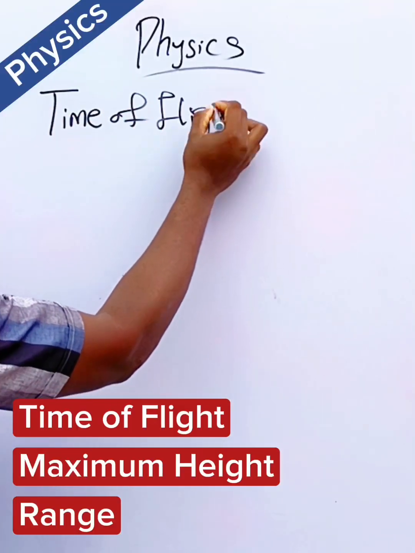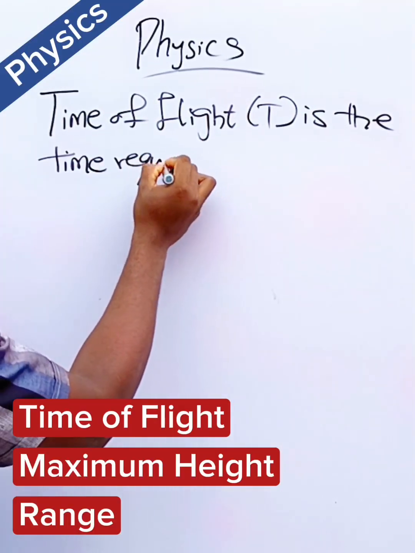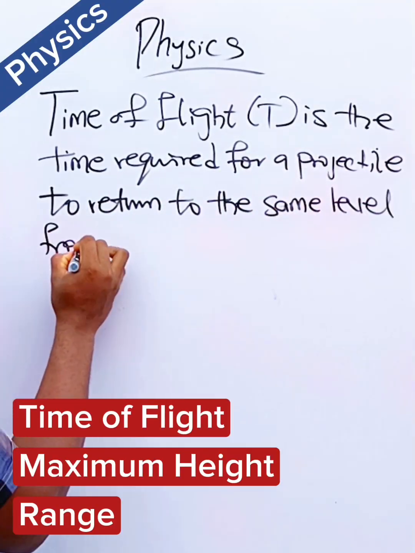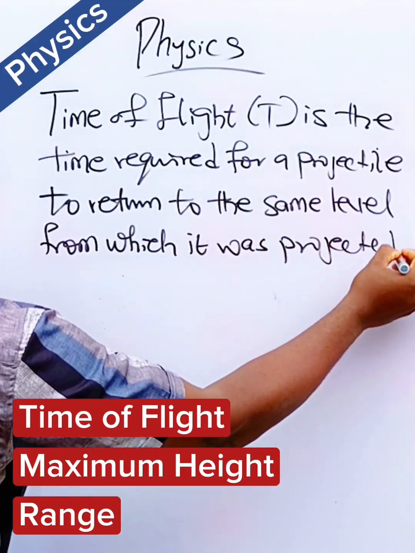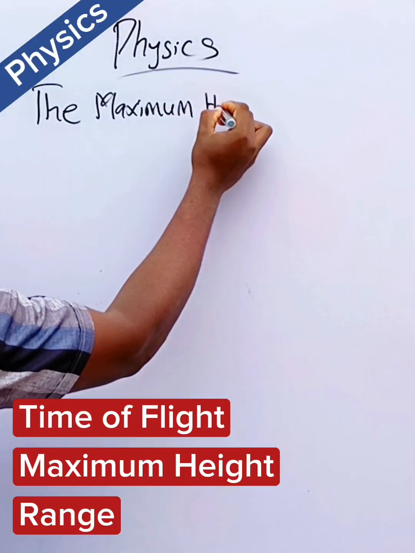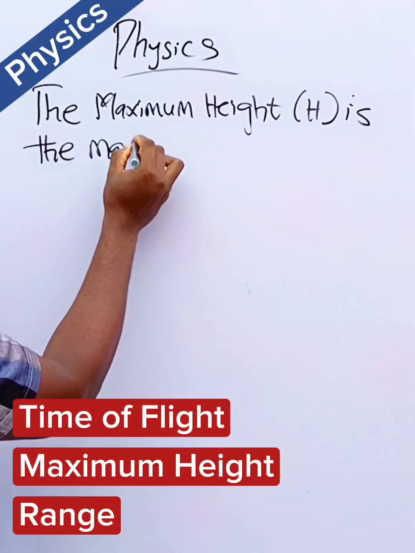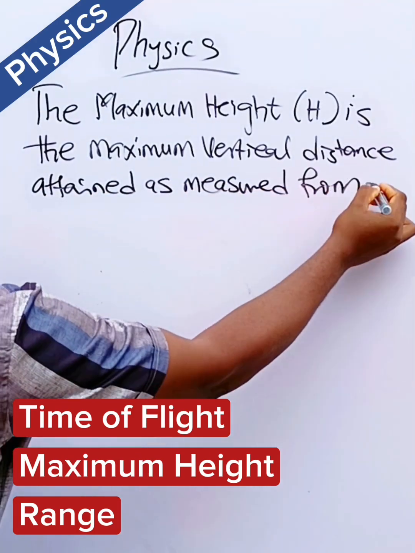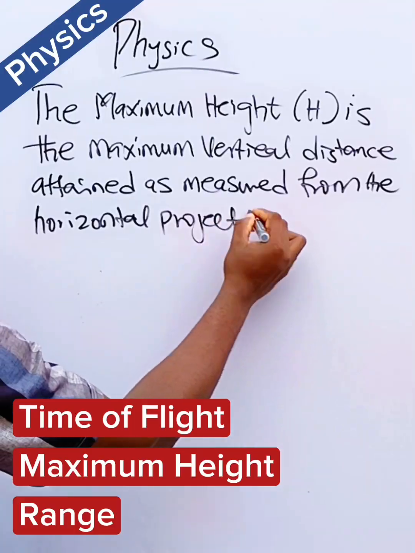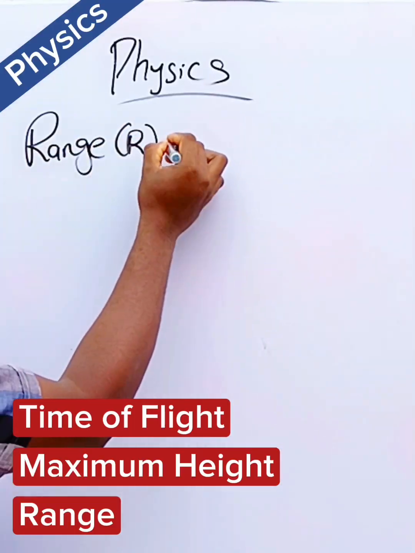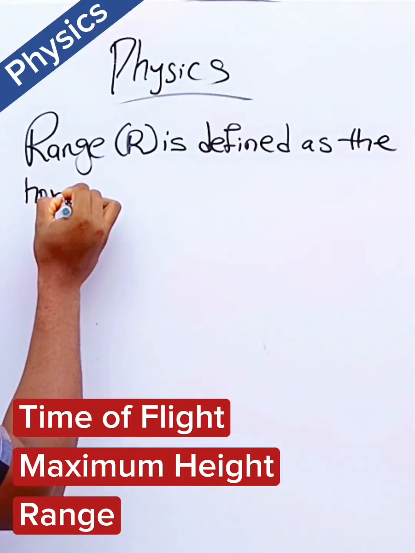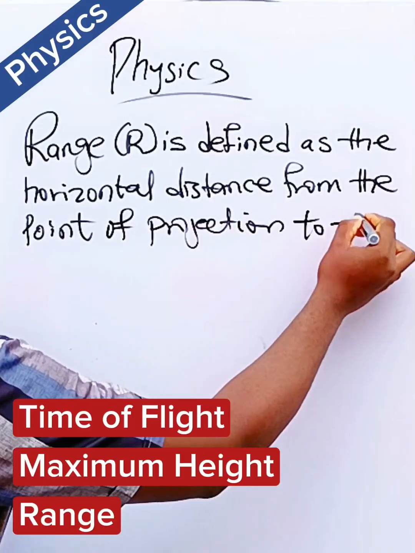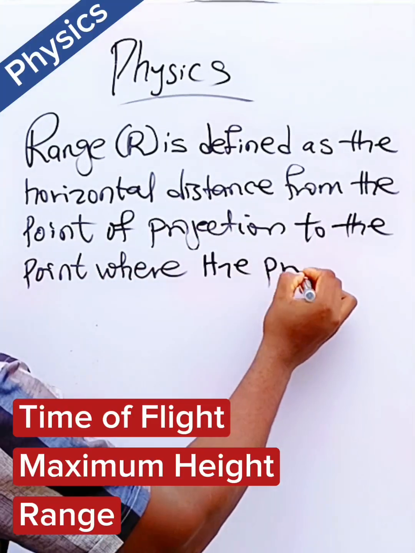Time of flight, t, is the time required for a projectile to return to the same level from which it was projected. The maximum height, h, is the maximum vertical distance attained as measured from the horizontal projection plane. Range, r, is defined as the horizontal distance from the point of projection to the point where the projectile hits the projection plane again.